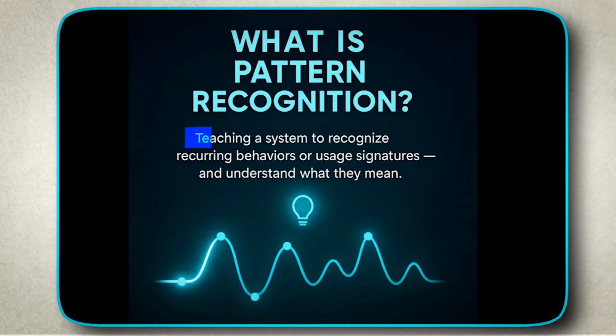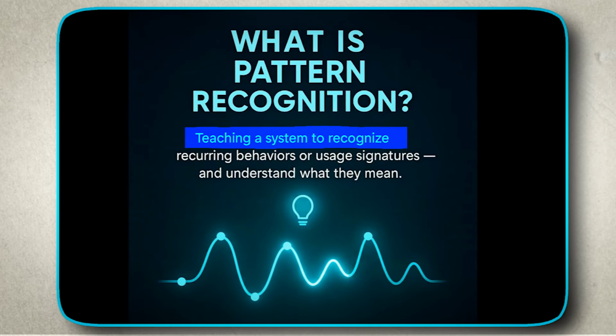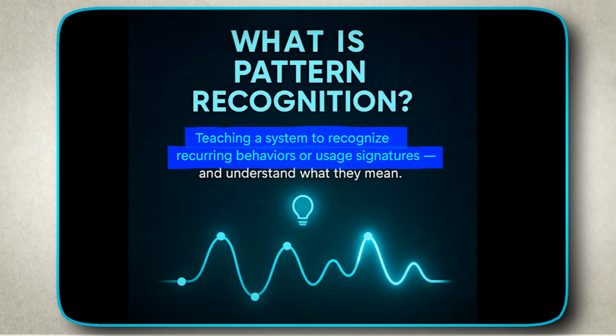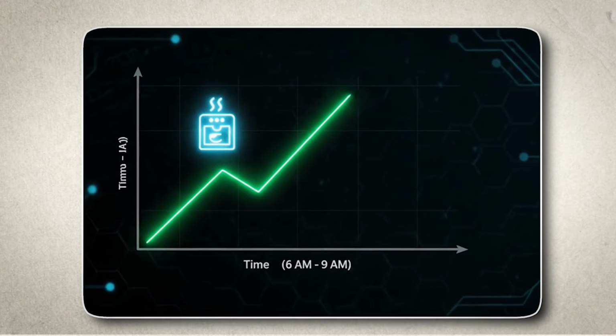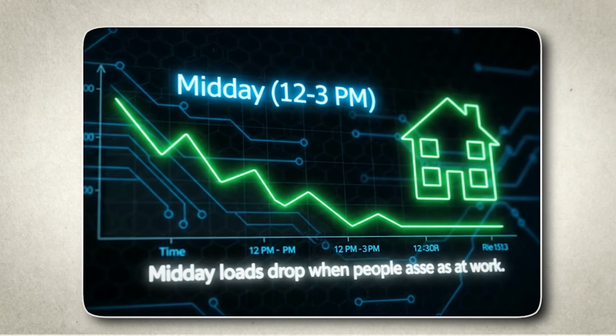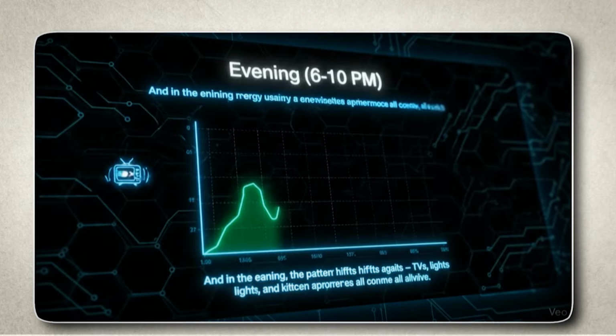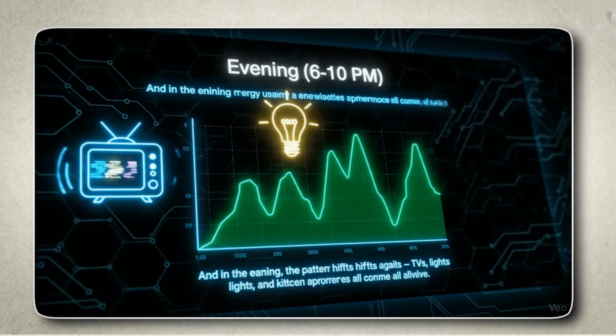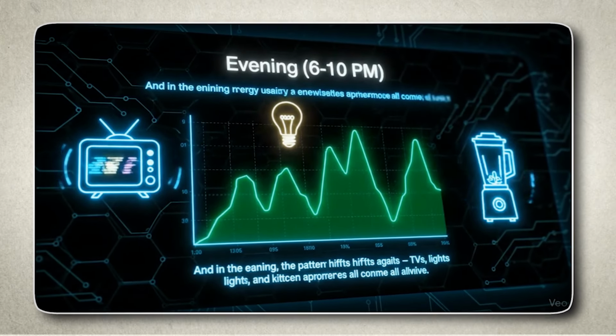Pattern recognition means teaching a system to recognize recurring behaviors or usage signatures and understand what they mean. Take our smart energy meter again. Throughout the day, it captures patterns of how electricity is consumed. Maybe there is a surge every morning when the coffee machine and the water heater kick in. Midday loads drop when people are out at work. And in the evening, the pattern shifts again as TVs, lights, and kitchen appliances come on again. These recurring usage shapes the AI model.